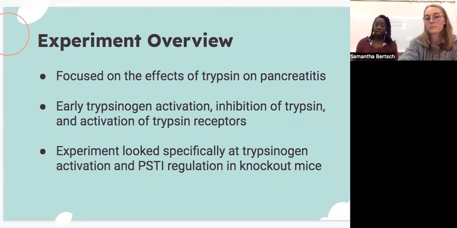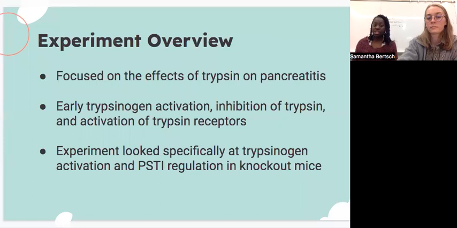If you remember from earlier in the presentation, we discussed how the inactive form of trypsin, trypsinogen, is mainly found in the pancreas, but is converted to trypsin in the small intestine. So in this case of pancreatitis, trypsinogen is converted in the pancreas, which causes irritability in the pancreas, which leads to inflammation. This experiment is focusing on the different ways in which trypsin can cause pancreatitis.